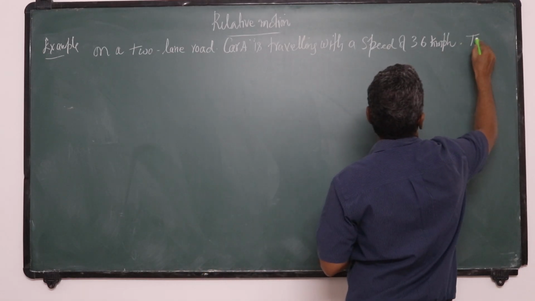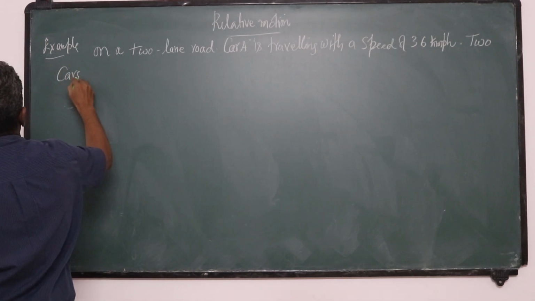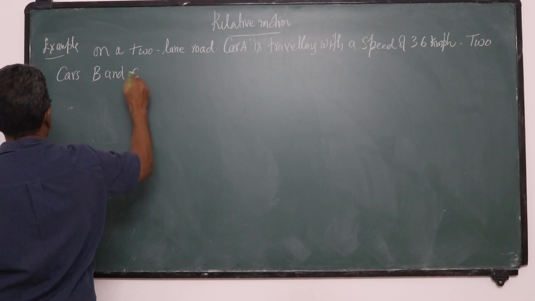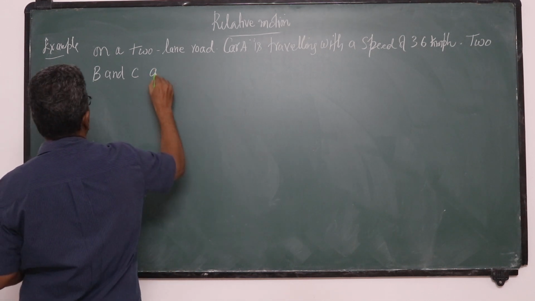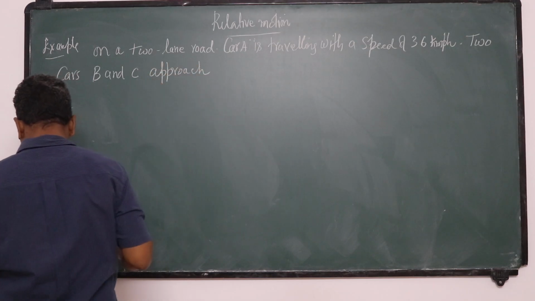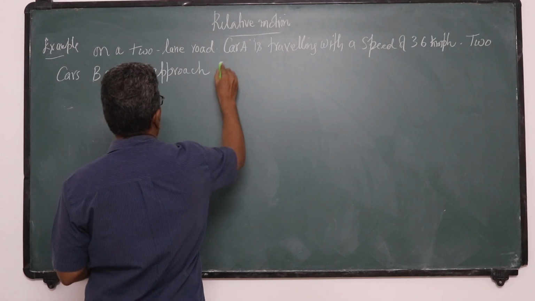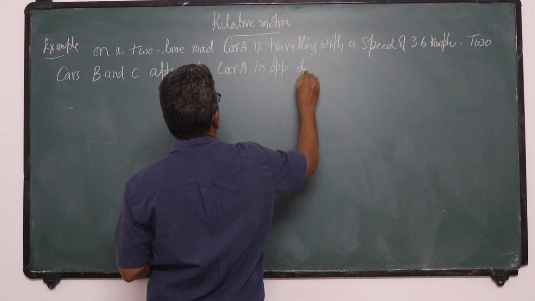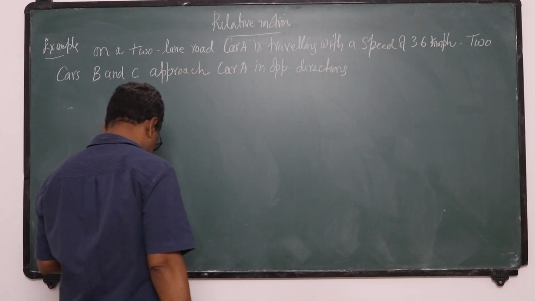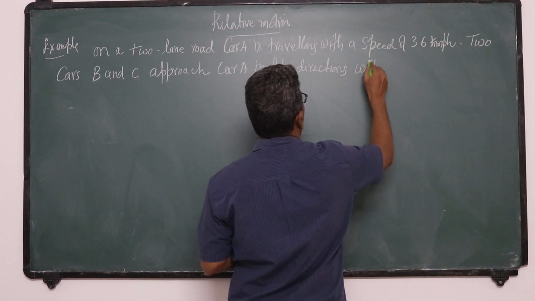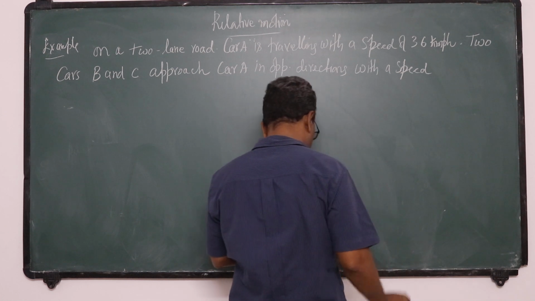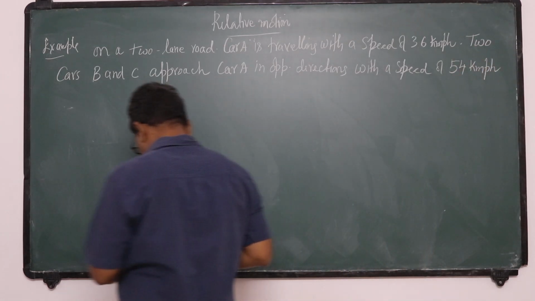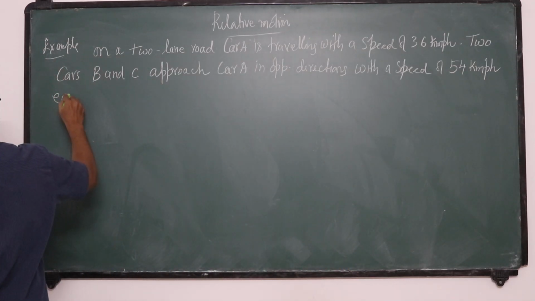Two cars, B and C, approach car A in opposite directions, with a speed of 54 kmph each.